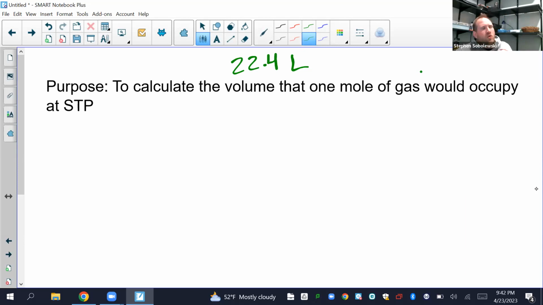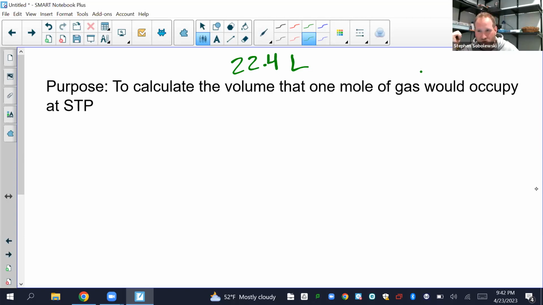So what does this look like? How are we going to do this? Well, we're going to generate a gas, and the gas we're going to generate is hydrogen. We're going to trap a small amount of hydrogen and see what its volume is. But here's the thing. You might think, all right, let's just generate a mole of hydrogen at STP and measure its volume. Easy, right? Well, the problem with that is twofold.